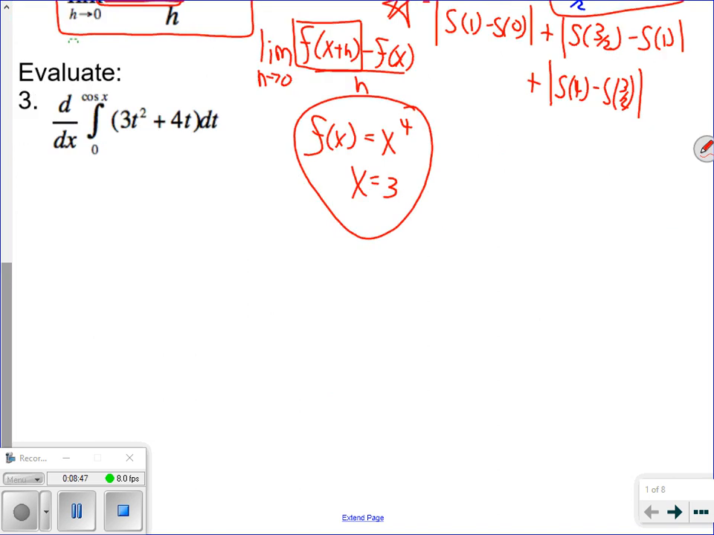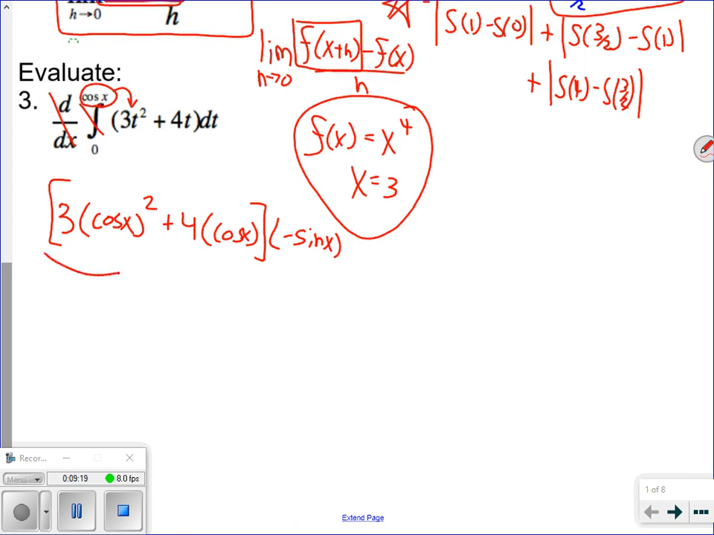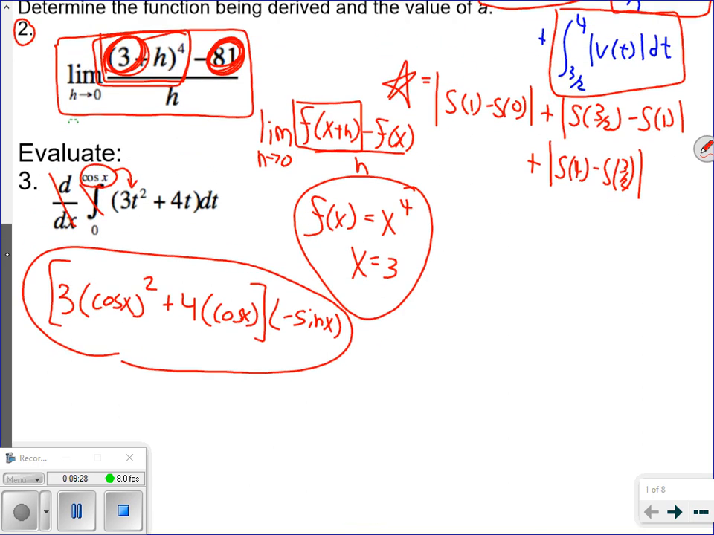And then lastly, in part 3, this is reviewing FTC part 1, right? Taking the derivative of an integral cancels it out. Well, remember, what happens is we plug the cosine function in for t, and then since it's something other than x, we multiply for chain rule. So 3 cosine x squared plus 4 cosine x, all of which is being multiplied by the derivative of the inside, which is negative sine of x. All right, there you go. That is our warm-up for the day. Pay at least close attention to part number 1.